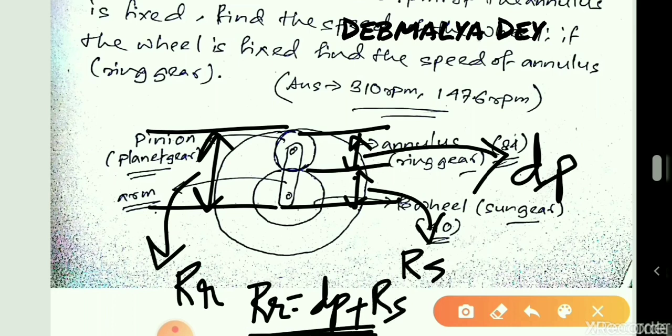So through this equation, if we substitute the radius in terms of module and teeth, we will be able to find out the number of teeth of the pinion, that is TP. Okay, so I hope this concept is clear. Now let's move on to the solution.